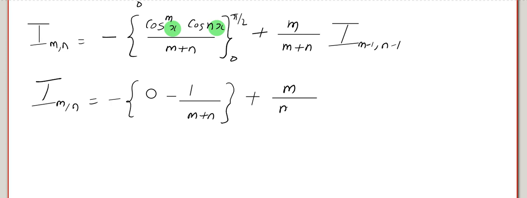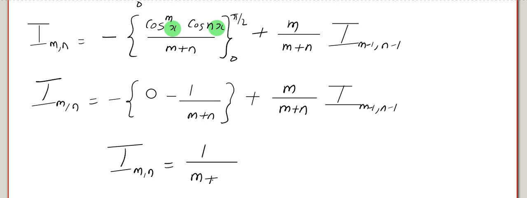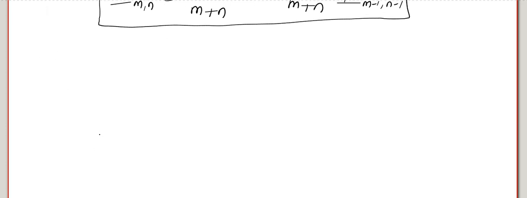There won't be any change in this part. That is, our reduction formula becomes 1 by (m plus n) plus m by (m plus n) into I(m minus 1, n minus 1). Now let's do one more awesome question before we wind up this video.